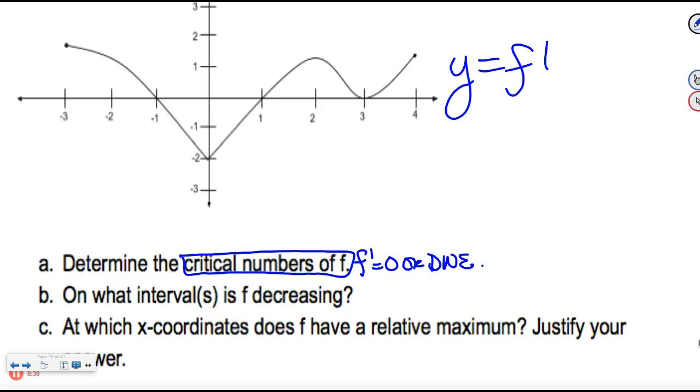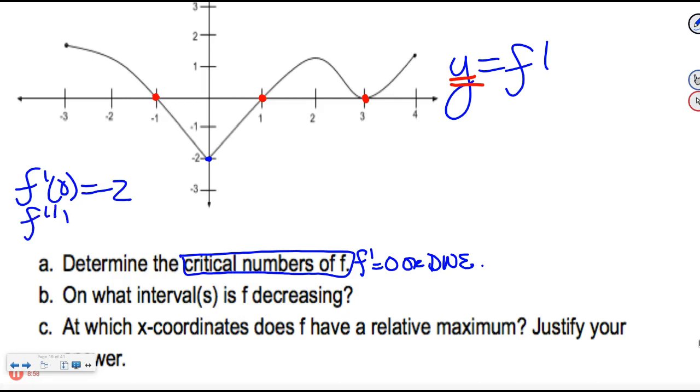So this is the graph of f prime. I need y to equal 0 or not exist. That's here, here, and here. Be careful that you don't think that it's here, because f prime at 0 is -2.